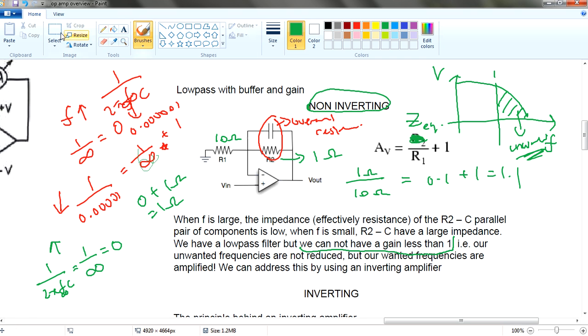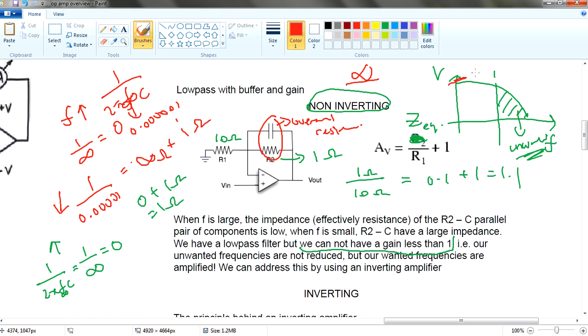Let's say this R2 is 1 ohm, and then plus your infinity ohm. So overall your Z equivalent will be infinity divided by 10 ohm. You have a very large voltage gain, which is reflected over here. So if your frequency is very low, you can actually have a very high voltage gain.